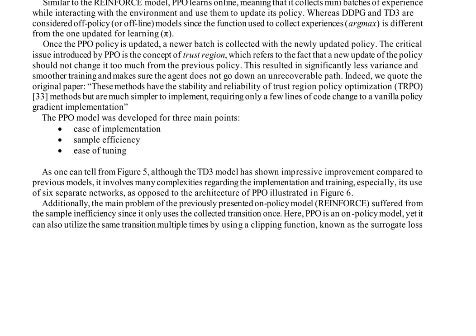PPO was designed for ease of implementation, sample efficiency, and ease of tuning. While TD3 demonstrates improvements over previous models, its implementation and training can be complex, particularly due to the requirement of 6 separate networks. In contrast, PPO's simpler architecture enables the utilization of the same transition multiple times using a clipping function known as the surrogate loss. This approach simplifies the training process and enhances overall efficiency.